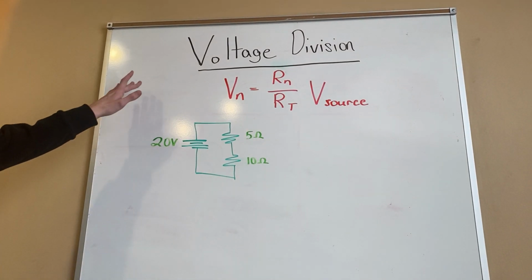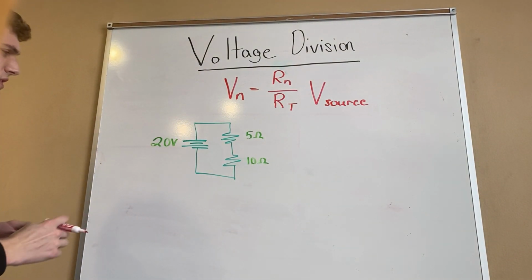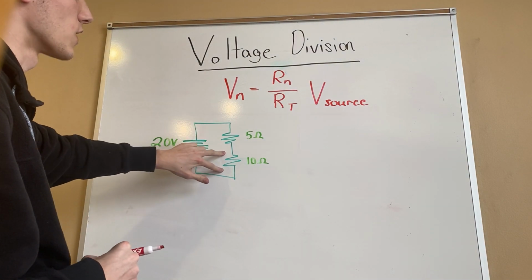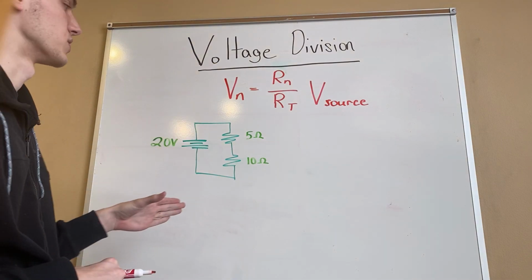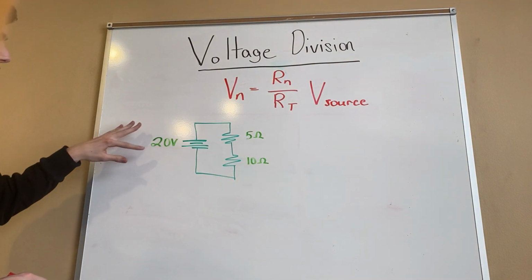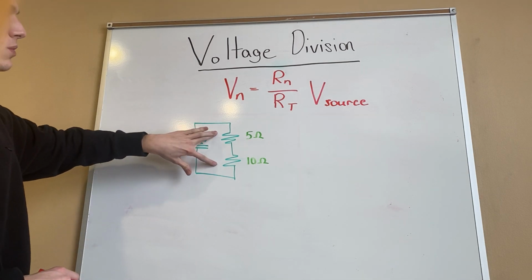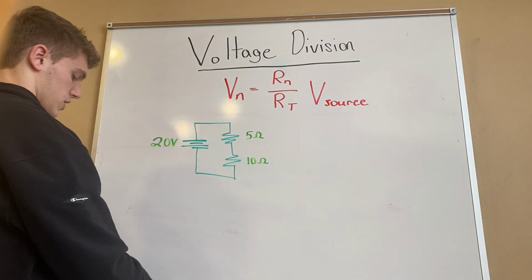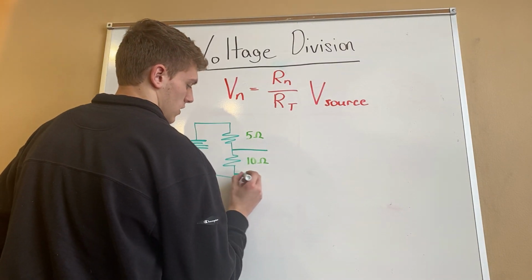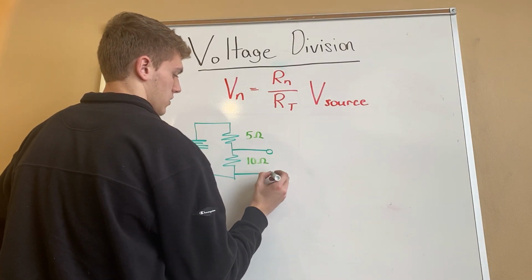In this video, I'll be talking about voltage division. Voltage division is used to find the voltage across one part of a resistor rather than the whole circuit. As you can see, we might have a voltage source with multiple resistors, and the question might ask us to find the voltage that is lost across the second resistor.